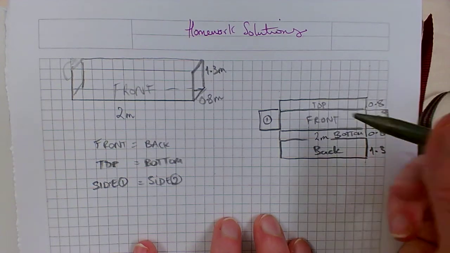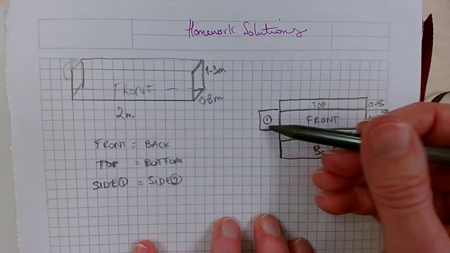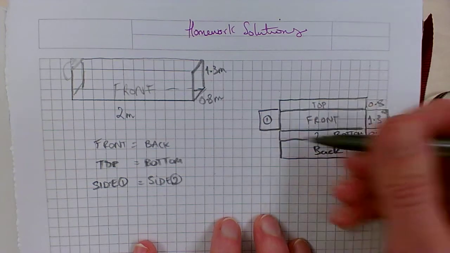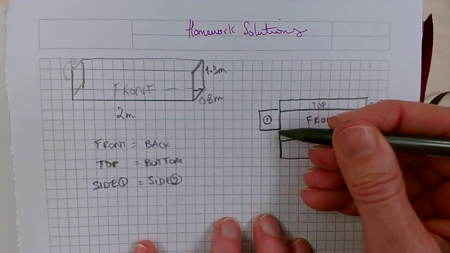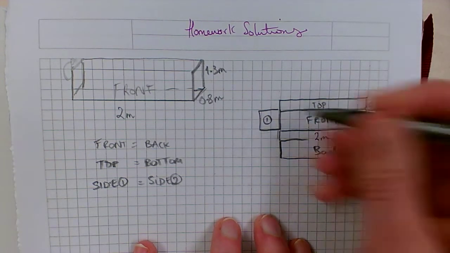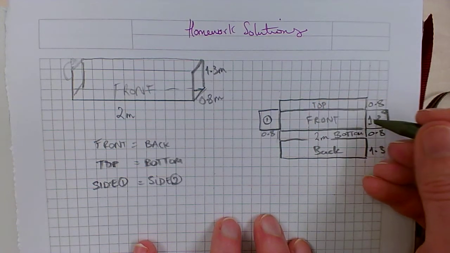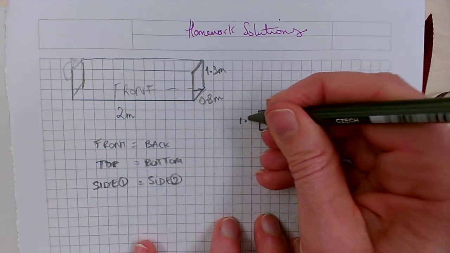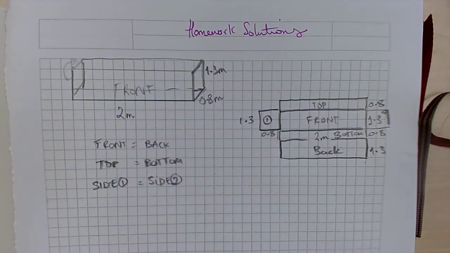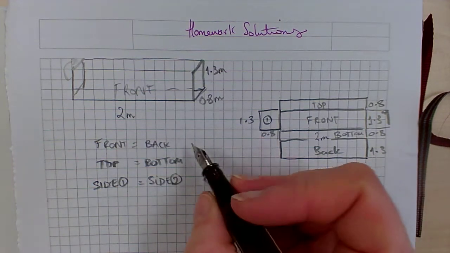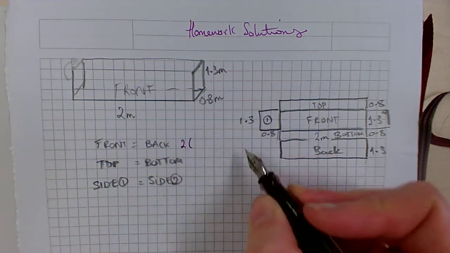And what are the dimensions going to be here? Now, I could have drawn this a little bit more accurately, but we know that this distance here should match this distance here. So that should be 0.8. And that going up and down here will have to match on the front, so 1.3 there. So this allows me to very quickly calculate the surface area. The front and the back are the same, so I have two of them.